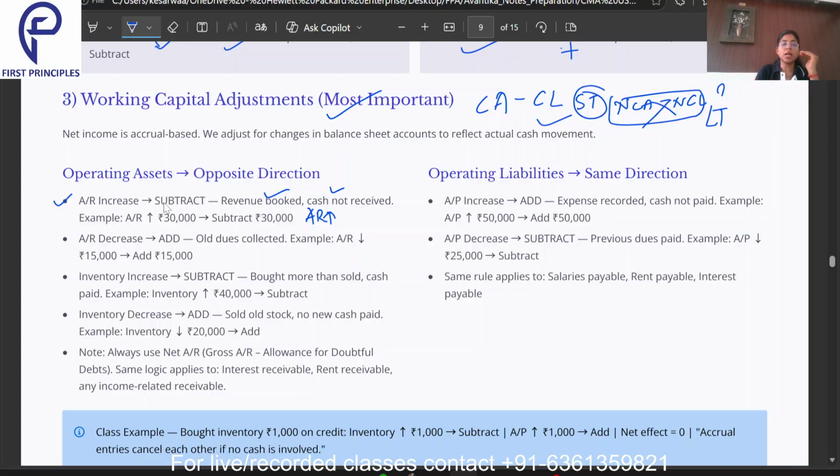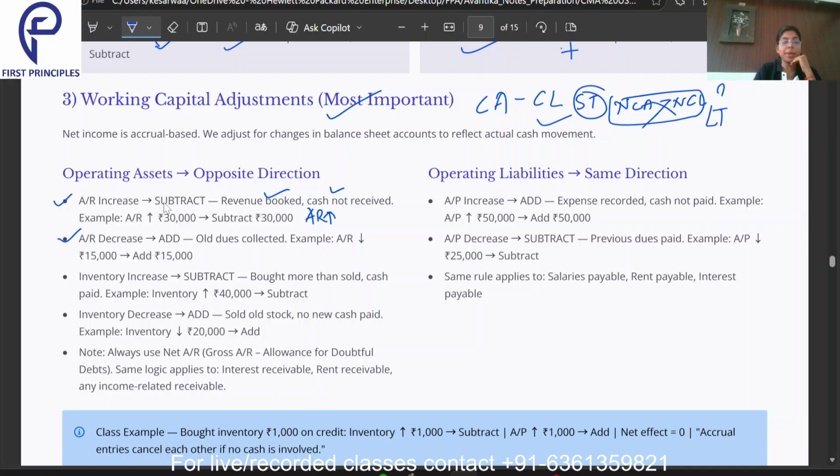Now second, accounts receivable decrease, this has to be added. Why? Because this is last year's money which has been collected. The accounts receivable is decreasing, that means we are getting it back. Last year we had not recorded this cash, so what we have to do is record it this year. So that's why the decrease in accounts receivable should be added.